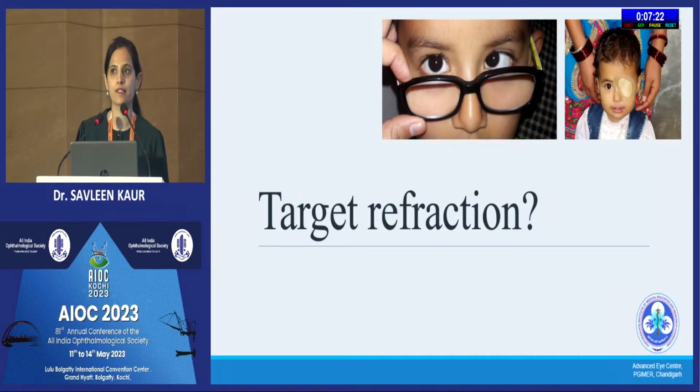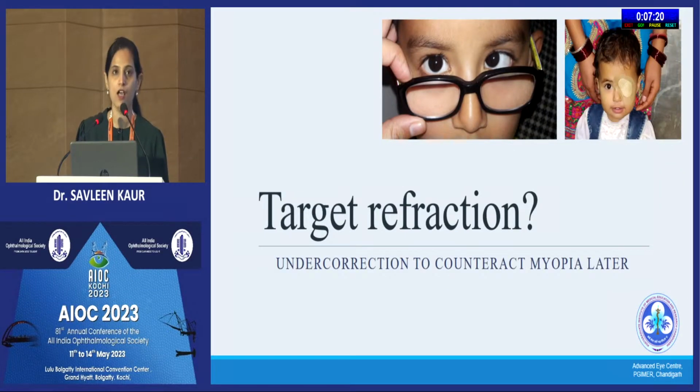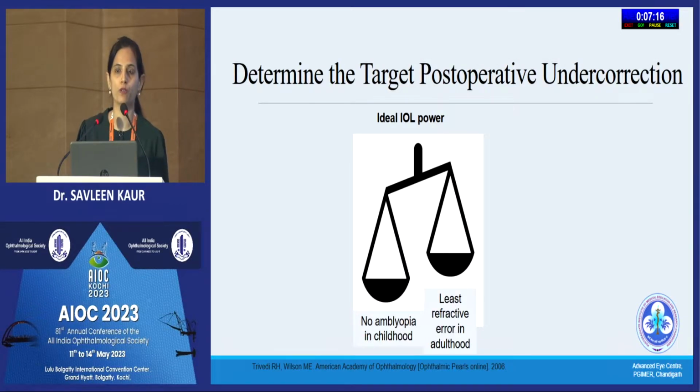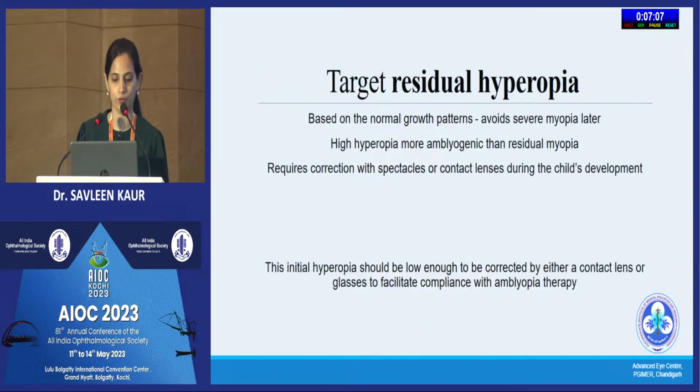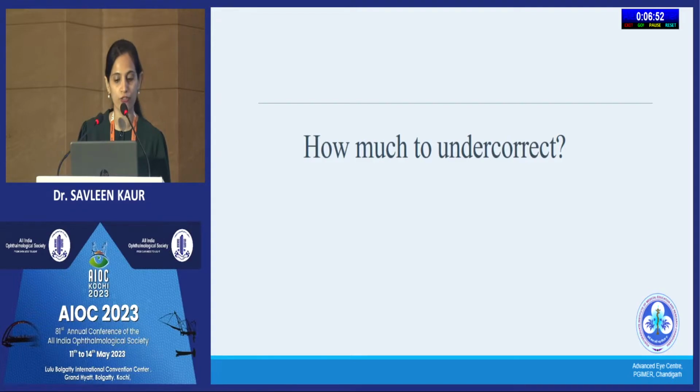So how do you decide what is the target refraction? You have to undercorrect to counteract the myopia later, but you do not want to have amblyopia in childhood, so you want a balance of the least refractive error early in the postoperative period, and you also want a stable refractive error when the child grows up. Based on the normal growth patterns, you want to avoid a high myopia, so you target a moderate hyperopia in the immediate postoperative period, low enough to be corrected either by a contact lens or by glasses.